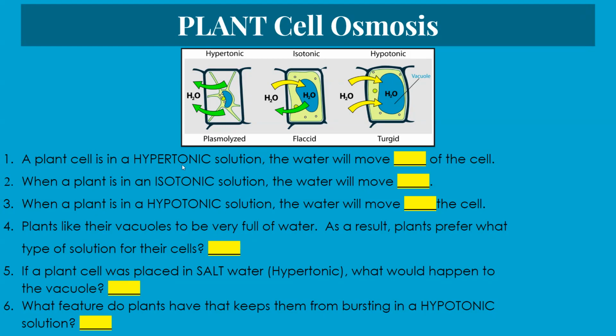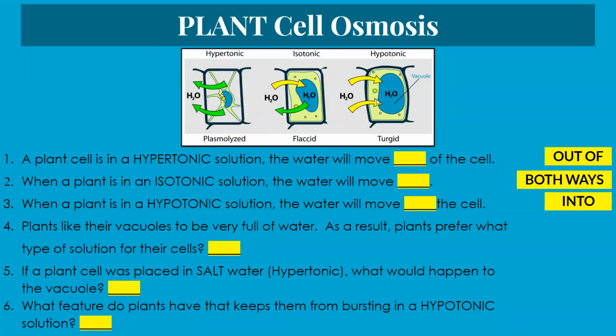Number 1, if you put it in a hypertonic solution, water is going to move out and it's going to shrink. If you place it in an isotonic, it's going to move both ways and stay the same. And if you place it in a hypotonic, the water is going to move into the cell. Now, notice the first one, when we shrink the cell, it's called plasmolyzed. If you were in honors, you should have seen this in lab when we shrunk the cell with salt water.